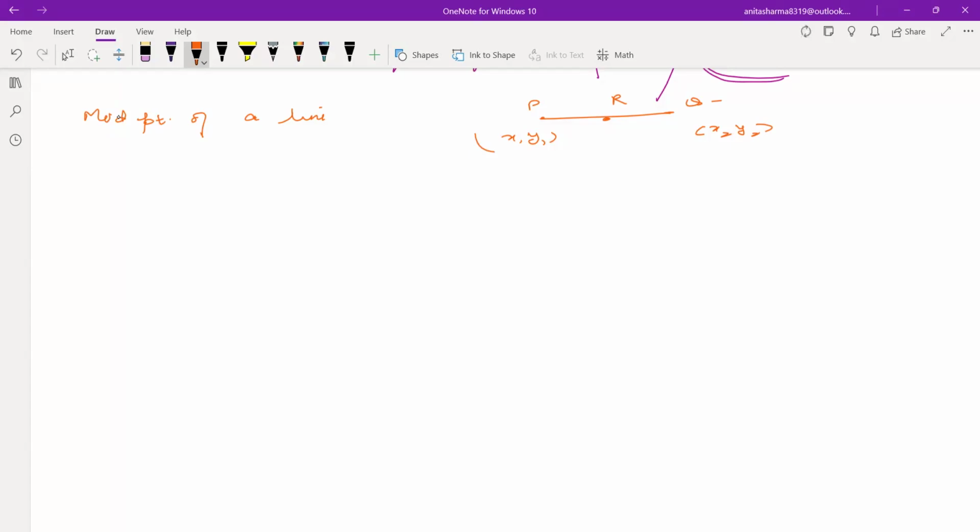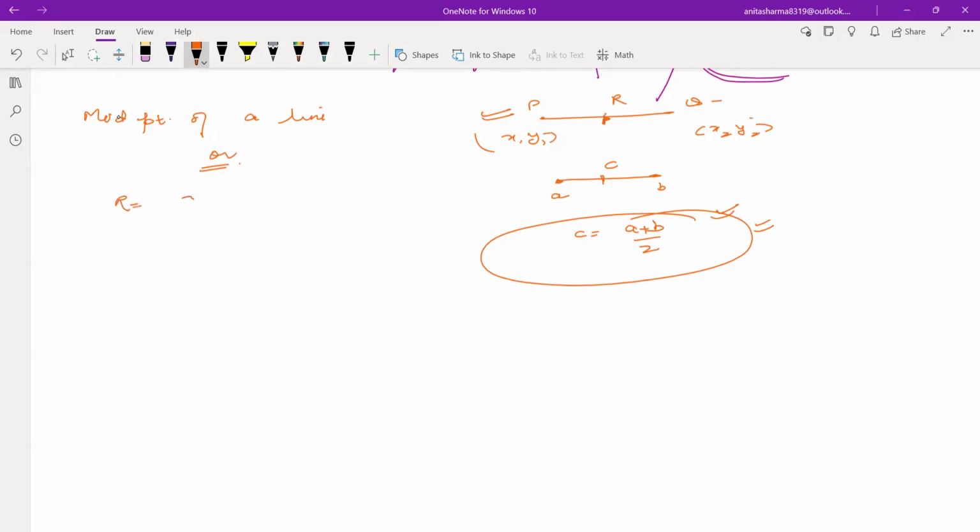Right? Fine. Or see, have you remembered in your rational numbers, if you are given two rational numbers, suppose A and B, and we have to find this rational number C. So what was it? A plus B divided by 2, or not? Have you studied this in grade 8 and 9? So in the same way, when R is the midpoint of P and Q, the coordinates of R will be x1 plus x2 divided by 2, comma y1 plus y2 divided by 2. Fine.